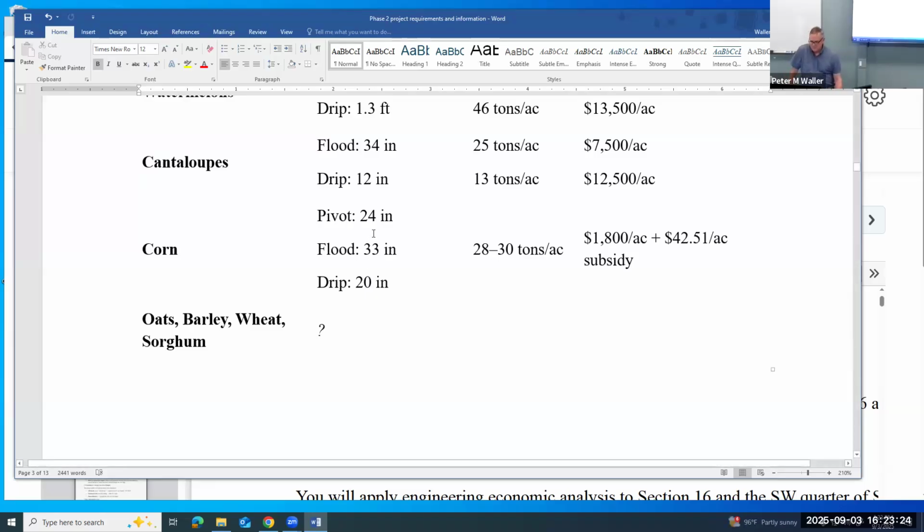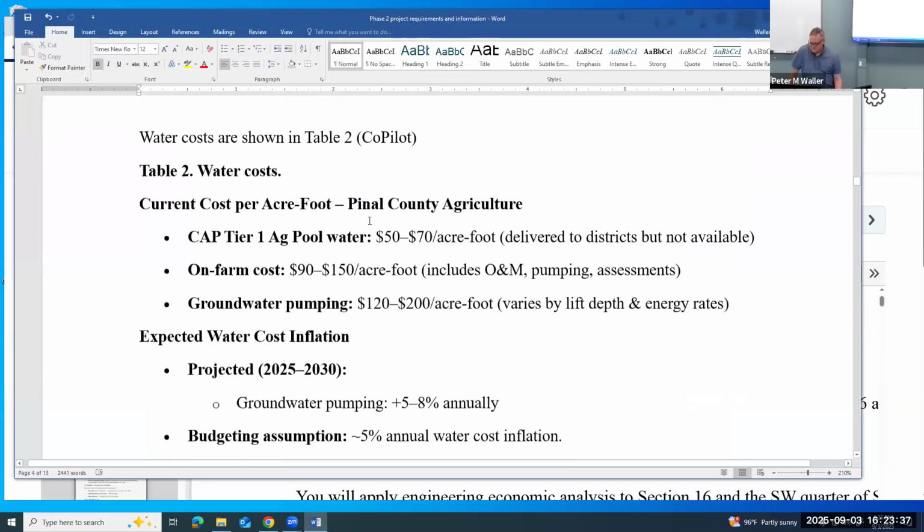Okay, so here's some other crops that are usually in rotations, but I didn't look up the prices. But if you want to use oats, barley, wheat, or sorghum, you can look it up.